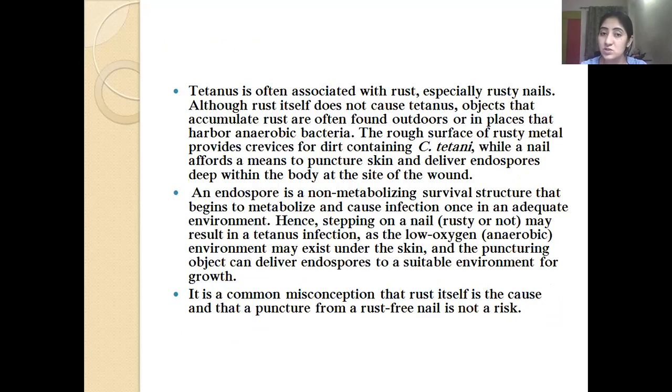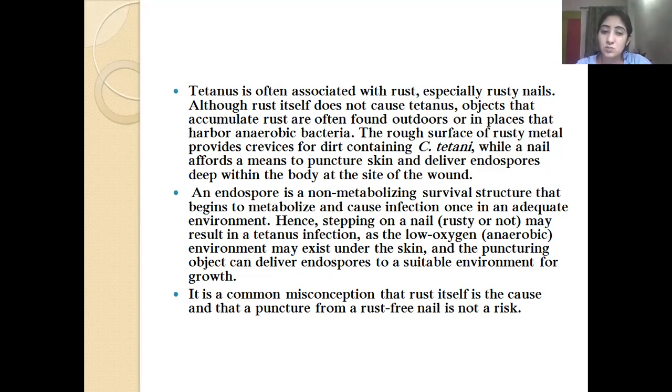It is often associated with rust, especially rusty nails. Although rust itself does not cause tetanus, objects that accumulate rust are often found outdoors or in places that harbor the anaerobic bacterium. The rough surface of rusty metal provides crevices for dirt containing this bacteria, while a nail affords a means to puncture skin and deliver endospores deep within the body at the site of the wound.